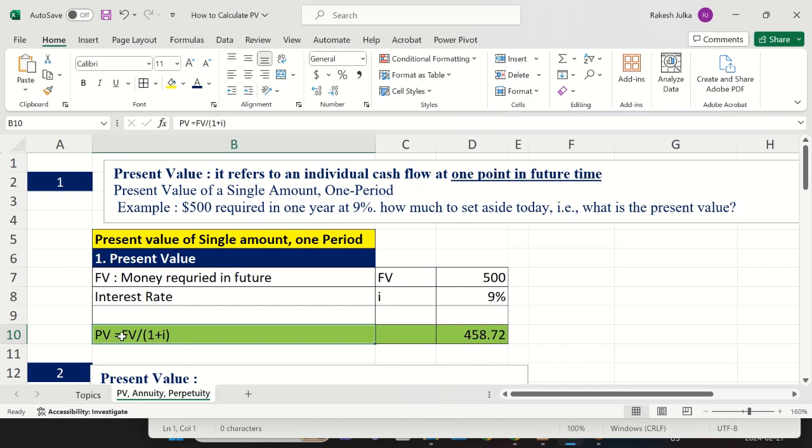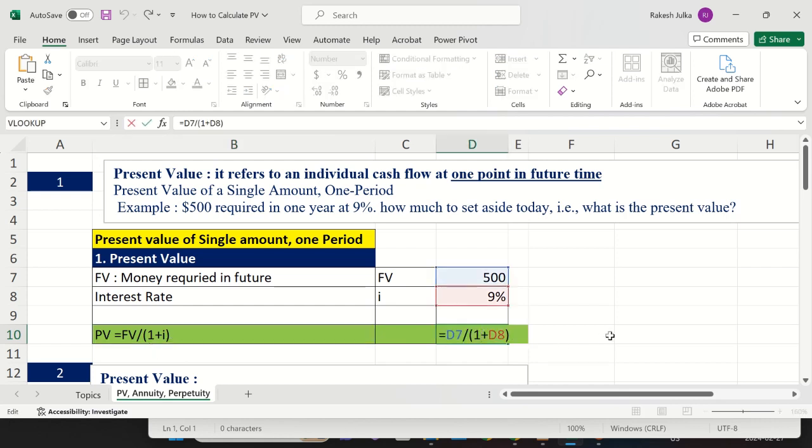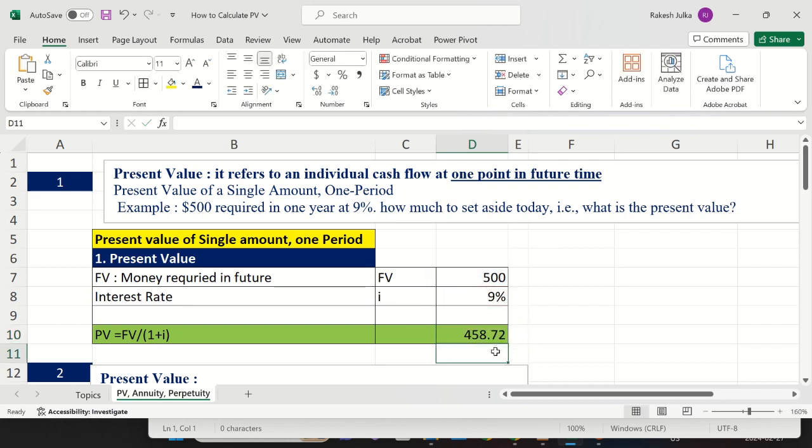Then how to calculate the present value of the future money? It is the future value divided by 1 plus r. So how to calculate this? I'm just going to delete it and calculate once again. It is equal to the future value, then divided by bracket open, 1 plus interest rate, bracket close, and we get $458.72 that we need to invest today, and after 1 year we will receive $500. So this is the present value of the single amount in one period.